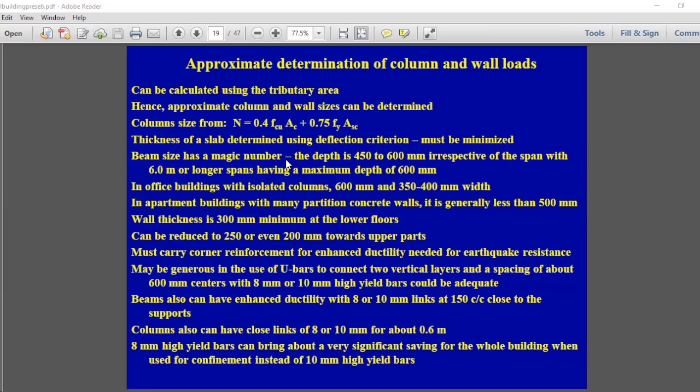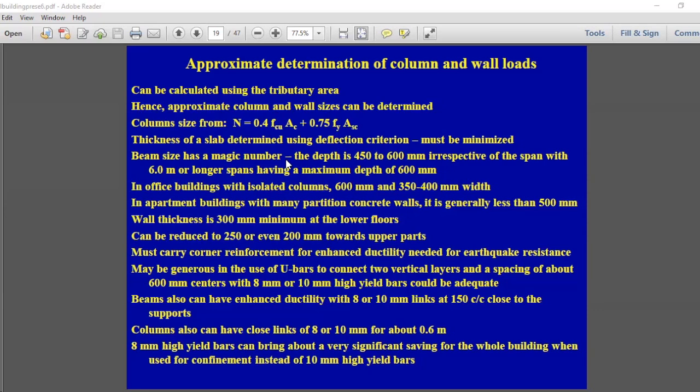The reason is, in case of earthquake situations, mild steel tends to yield easily, and the moment the steel used for links yields, you will find that the confinement offered to concrete reduces, so concrete can crack and crush. So to prevent that happening, better to use high yield bars. And if you want to save steel, then you can use 8 millimeter links rather than 10 millimeter links with high yield bars, than using mild steel for the links.